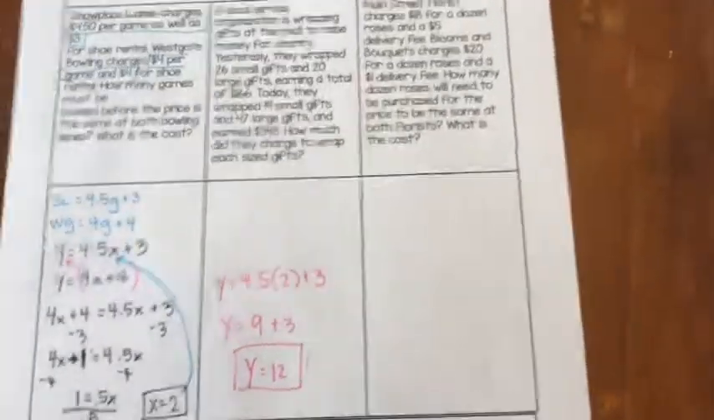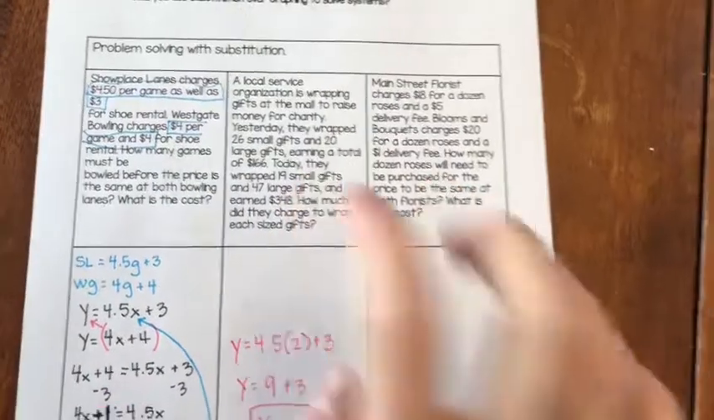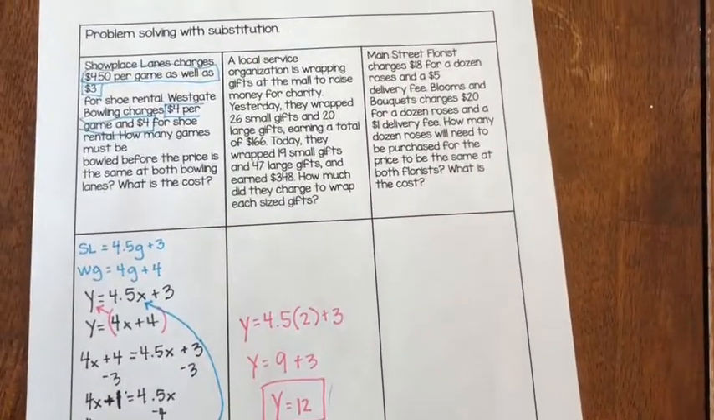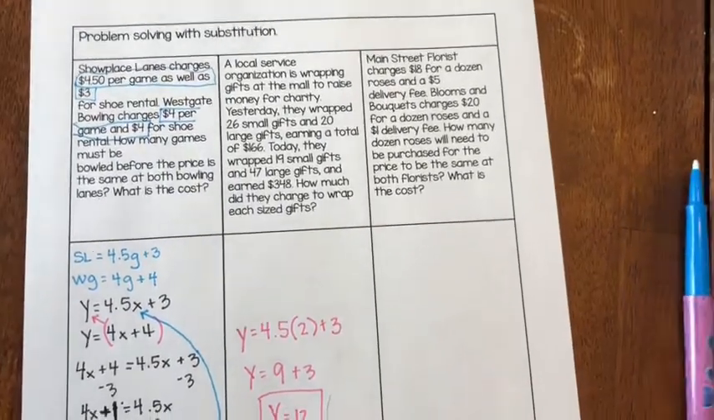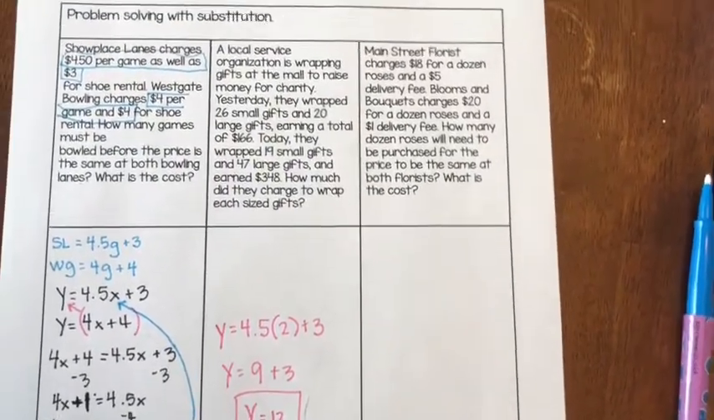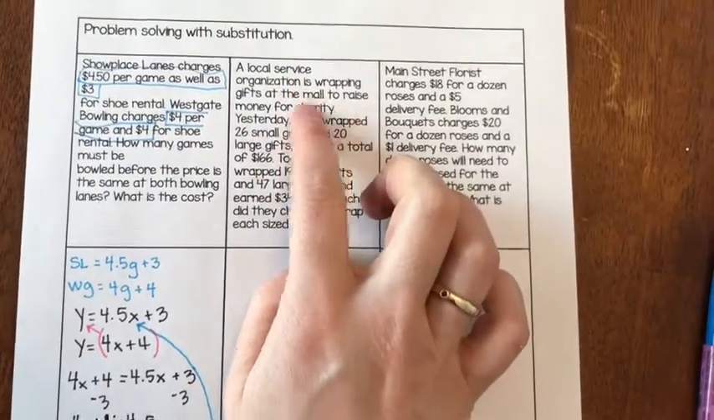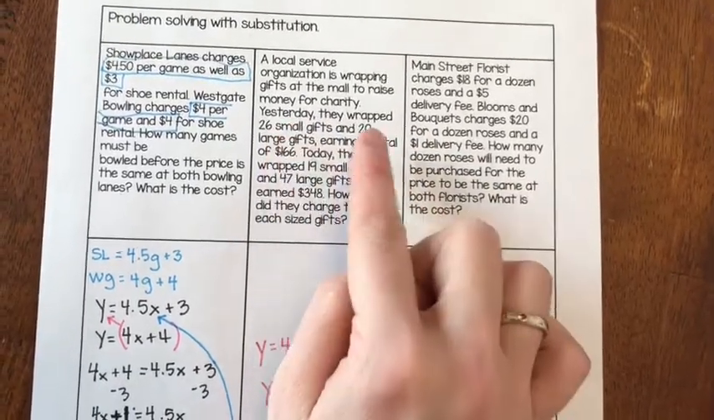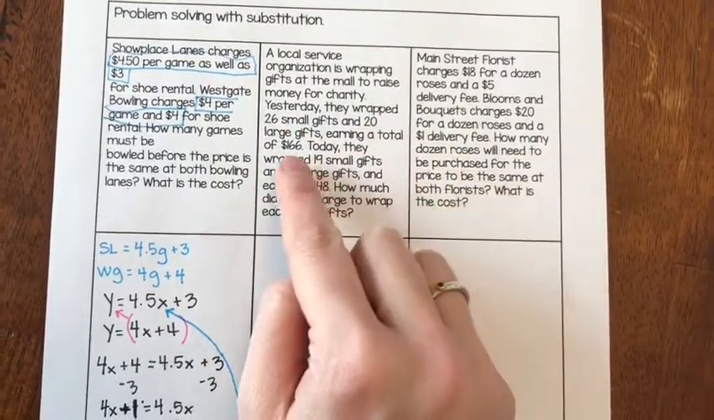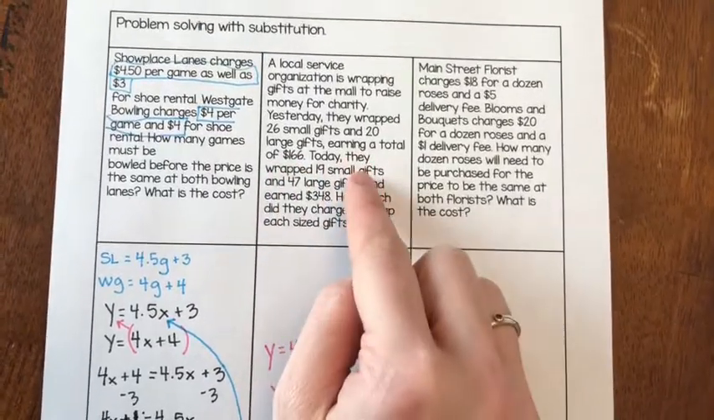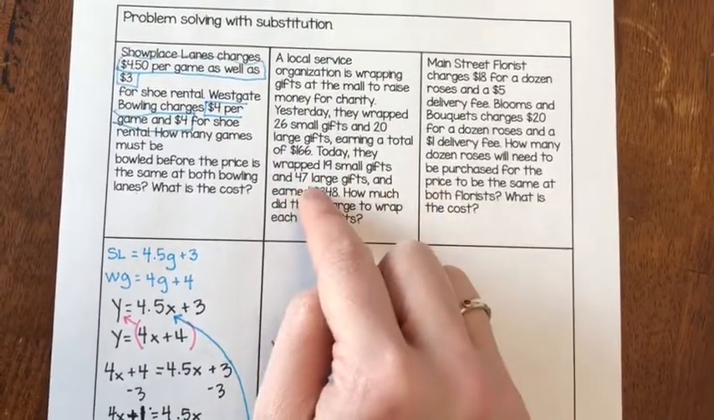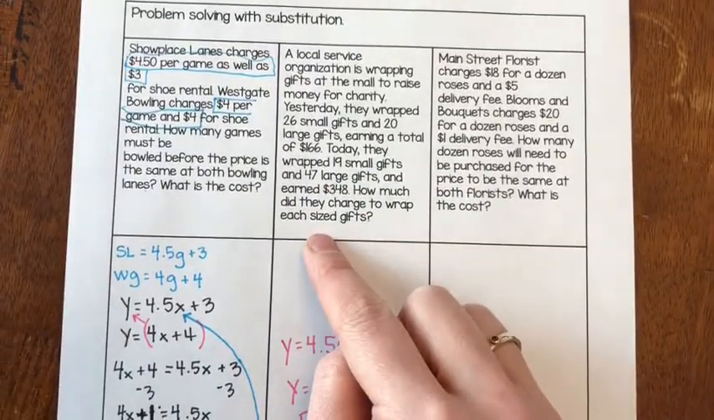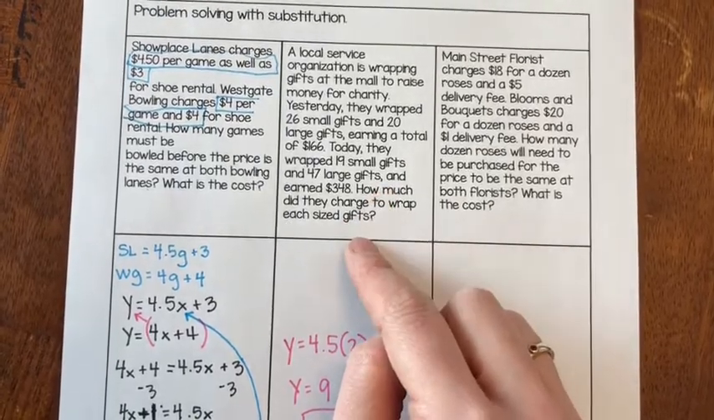All right. I'd like for you to give these 2 a try. I will help you out by helping you come up with the 2 equations for both, but then I'm going to have you do the rest by yourself. So a local service organization is wrapping gifts at the mall to raise money for charity. Yesterday, they wrapped 20 small gifts and 20 large gifts, earning a total of $166. Today, they wrapped 19 small gifts and 47 large gifts and earned $348. How much did they charge for each sized gift?